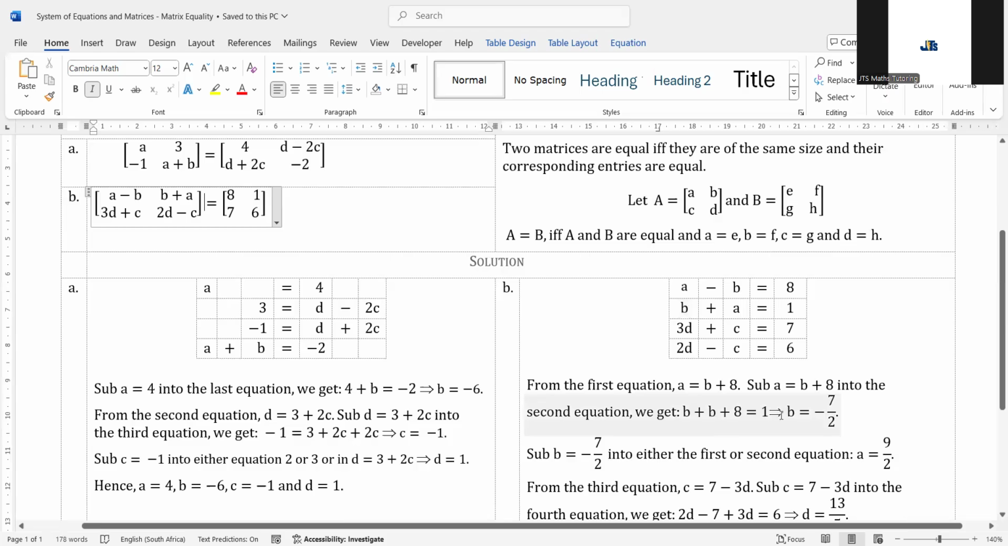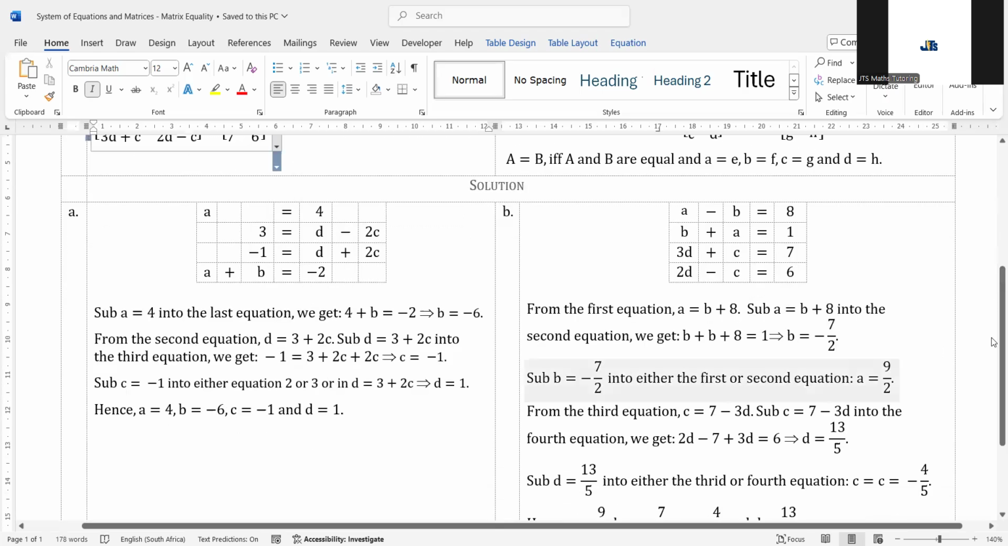All right. So if we do so, 2B here, you've got your 8 here, transpose it to the other side, it's going to be minus 7 over 2. Sub in that B is equal to minus 7 over 2 into either the first or the second equation, you get A is equal to 9 over 2. From the third equation, C is 7 minus 3D. Sub that one into the fourth equation, you get your D right there. D is going to be 13 over 5.